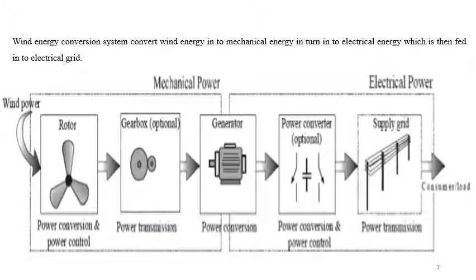From this diagram, you can see how a wind energy conversion system converts wind energy into mechanical energy, in turn into electrical energy, which is then fed to the electrical grid. You can see there is wind power which rotates the rotor, and then it is coupled to the gearbox. Okay, and that is optional actually. Then it is connected to the generator, which will produce electrical energy. Then you can add a power converter, that is also optional. Okay, then it is supplied to the supply grid.